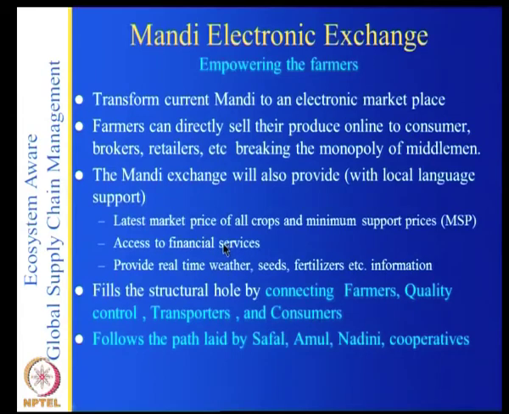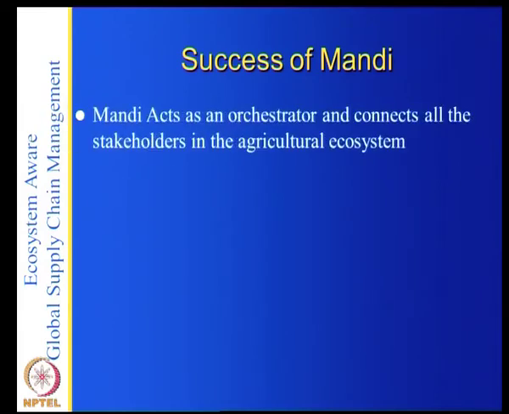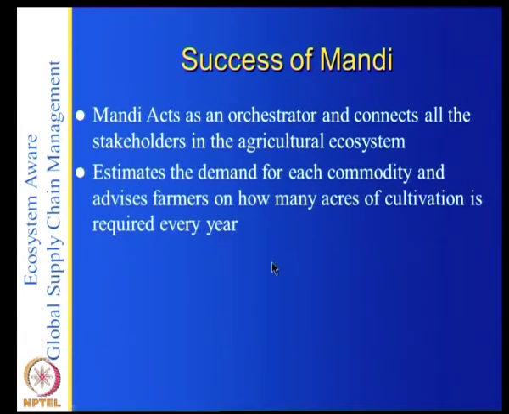This follows the path of Safal. There are some private players like Amul, which does this, and Safal and other cooperatives. The success of the Mandi is that it acts as an orchestrator and connects all the stakeholders in the agriculture supply chain, estimates the demand for each commodity, and advises the farmers how many acres of cultivation is required for every year.